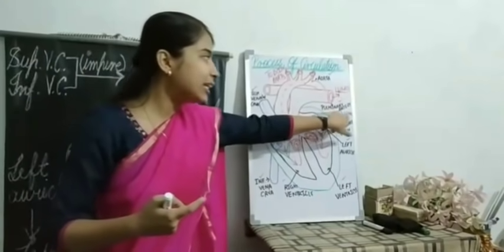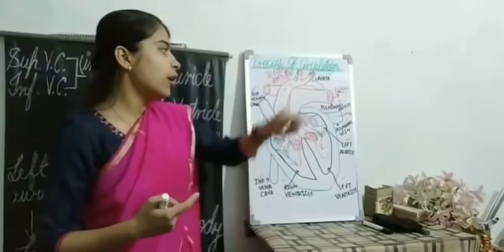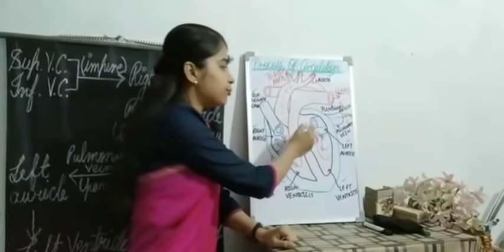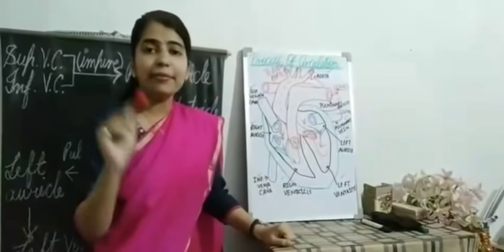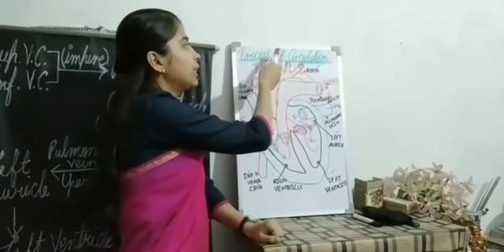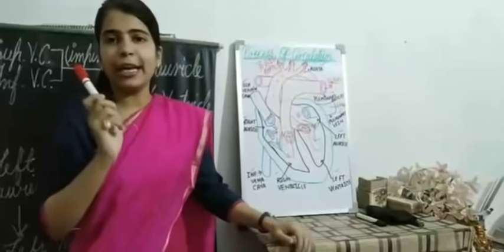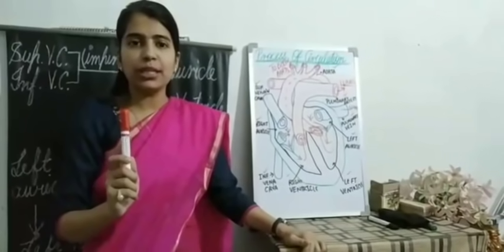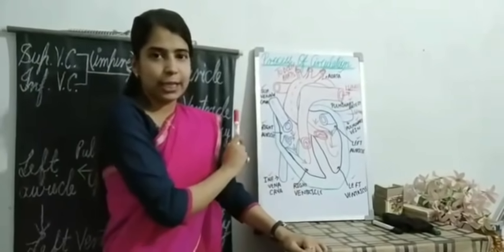The pulmonary vein will carry the blood from your lungs to your left auricle. Then from your left auricle, it will move to your left ventricle. And from your left ventricle, your aorta will carry it to all your body parts. Clear, students? So this is the figure explanation.